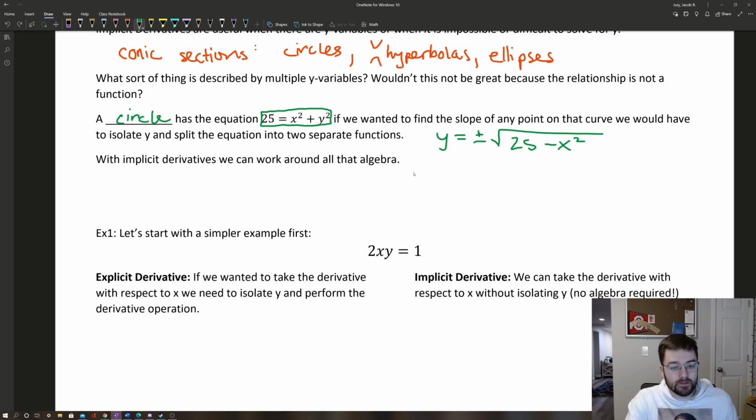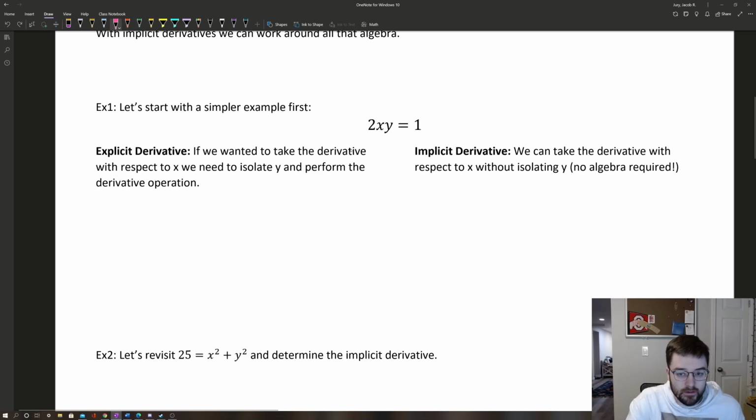So with implicit derivatives, we can do the calculus before, or maybe not even do any algebra at all. So our first example is going to look at 2xy equals 1. Already this looks strange. We got x and y on the same side of the equation. If we were going to do this normally, just to drive this point home, then we want to isolate y and take the derivative of what we have isolated. So I'm going to write this out, 2xy equals 1, and then isolate y. So y is going to equal, I need to move the 2x away, so y is going to equal 1 over 2x.